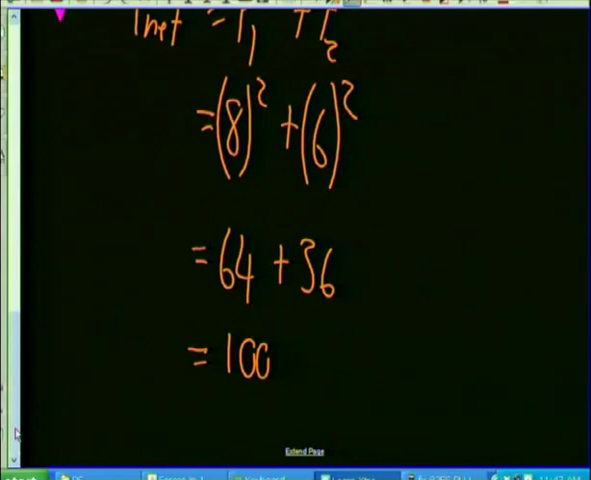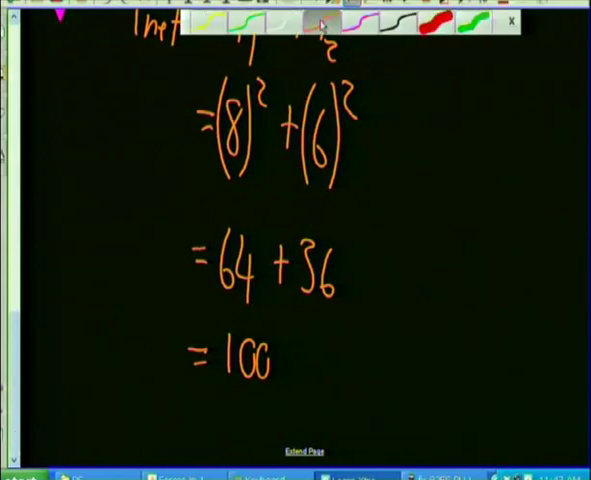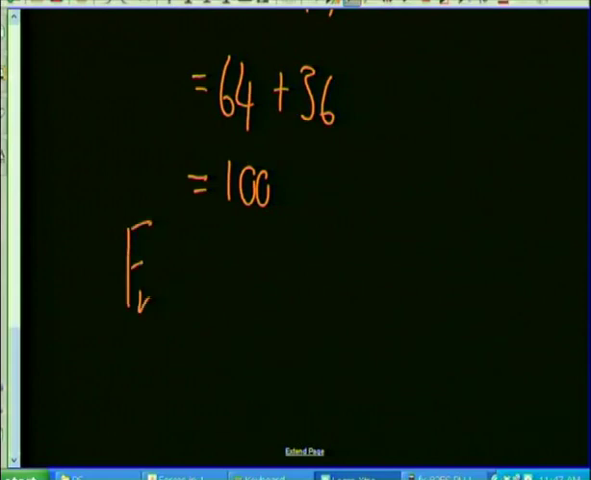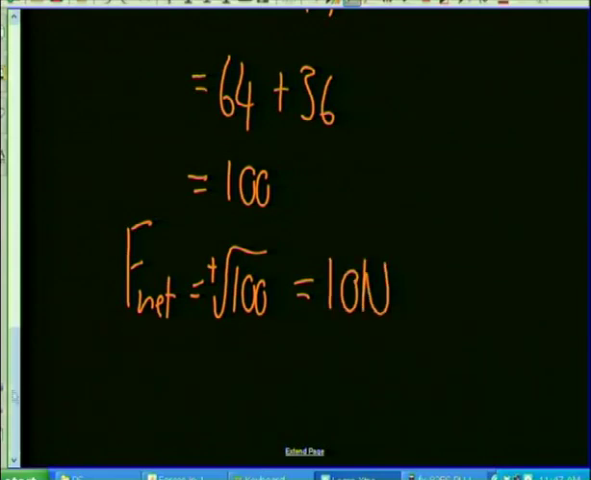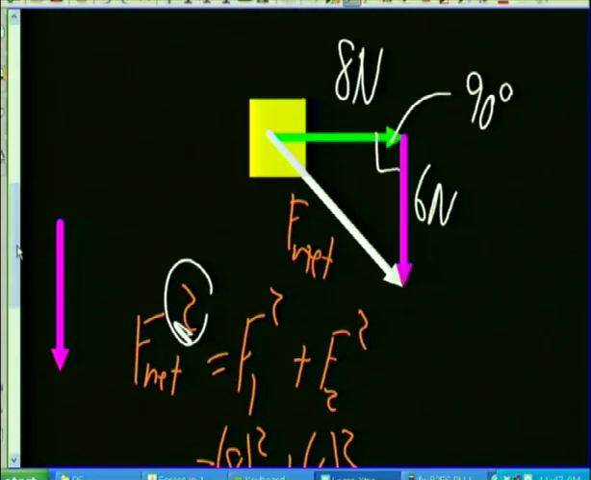I want F net. How are we going to find it? We're going to take the square root. And so we're going to say, therefore, F net is going to be the square root. And in this case, we're looking only at the positive square root because we don't really want negative numbers here. And the positive square root of 100 is 10. 10 newtons. So there we've got it. We know that F net is 10 newtons, and it's acting in that direction to complete the triangle.